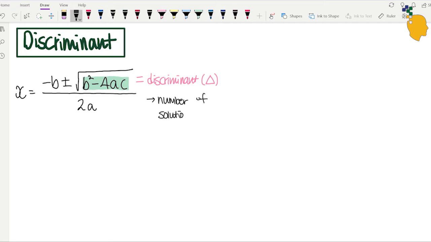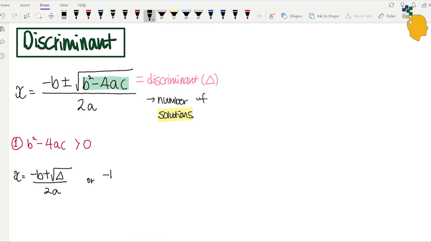number of x-intercepts. So the first case is when your discriminant b squared minus 4ac is a positive value. If it's positive, your solutions for x will be negative b plus root discriminant over 2a, or negative b minus root discriminant over 2a. When the discriminant is positive, you can use plus or minus since the square root of the discriminant is a real value. Therefore, if your discriminant is positive, you will have two solutions, which means two x-intercepts.